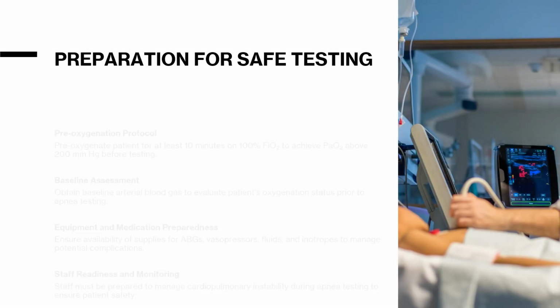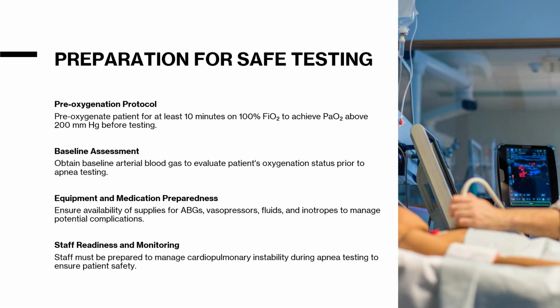Preparation for safe testing. Before disconnecting the ventilator, pre-oxygenate the patient for at least 10 minutes on a FiO2 of 100%, targeting a PaO2 greater than 200 millimeters of mercury.